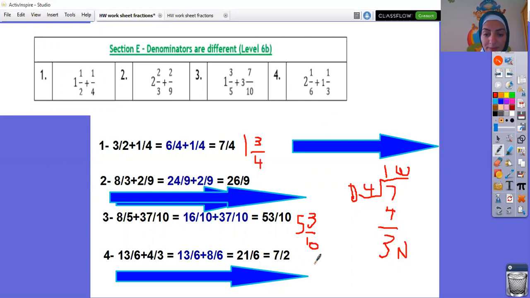Let's divide it. How many 2s do I have in the 7? You have 3 2s and the remainder is 1, which is 3 and a half. Okay.